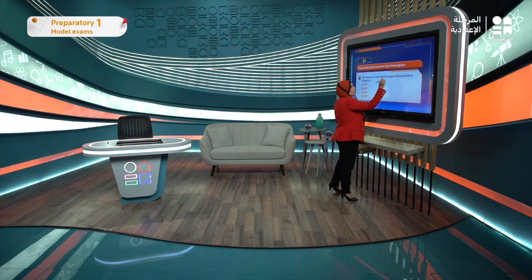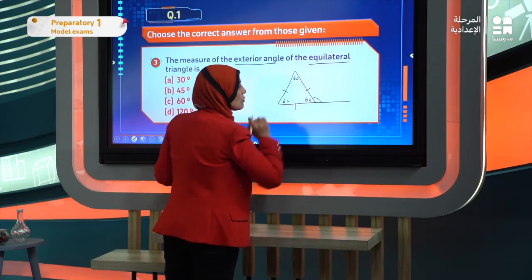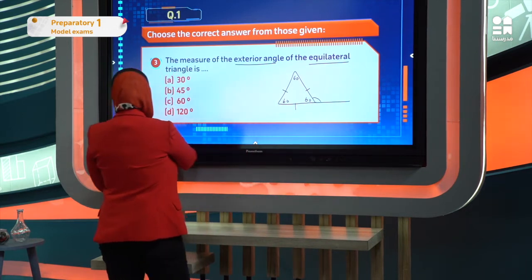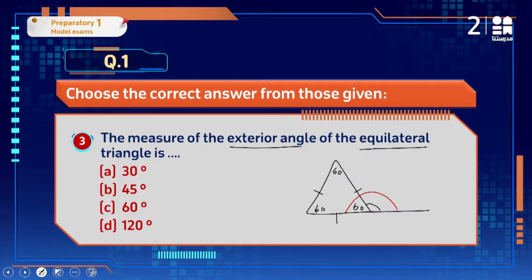Number 3, the measure of the exterior angle of an equilateral triangle is what? Do you know what is the meaning of equilateral? All the sides are equal, and each angle equals 60. The exterior angle, this one, equals what? We can get it from here. We have a straight angle. Part of it, or the first angle of it, is 60, so the second angle is 180 minus 60, which is 120.